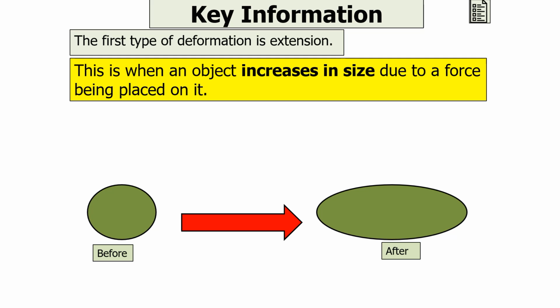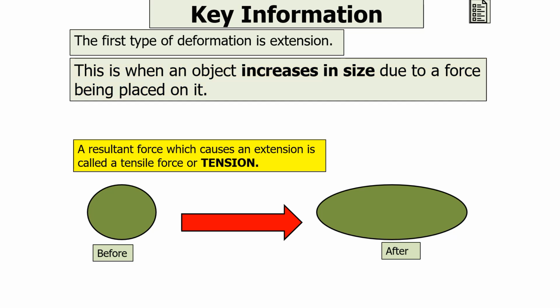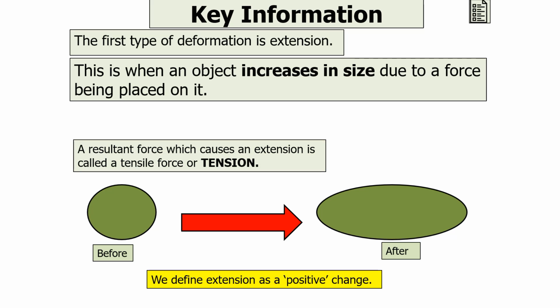The first type of deformation is extension. This is when an object increases in size due to a force being placed on it. Now a resultant force which causes an extension is called a tensile force or a tension. In this situation we are going to define extension as a positive change. So when tension is applied to an object, it will increase in size.